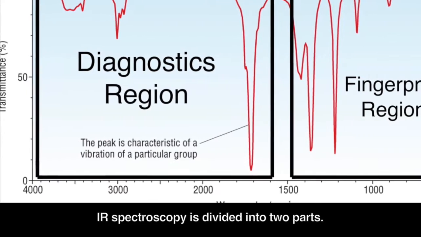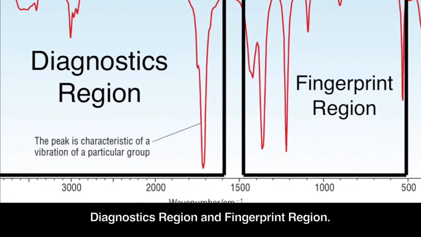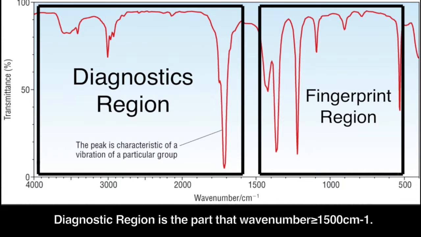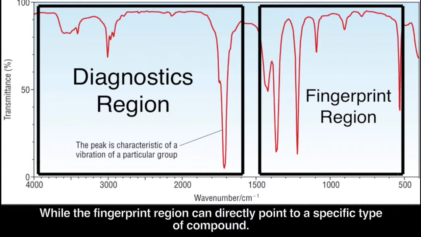IR spectroscopy is divided into two parts, the diagnostic region and the fingerprint region. The diagnostic region is the part where the wave number is larger than 1500. We call it the diagnostic region because we can use the shape of the graph to deduce the types of bond present in the molecule, while the fingerprint region can directly point to a specific type of compound.